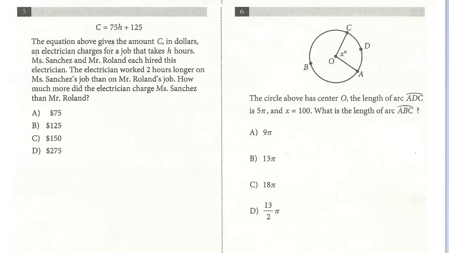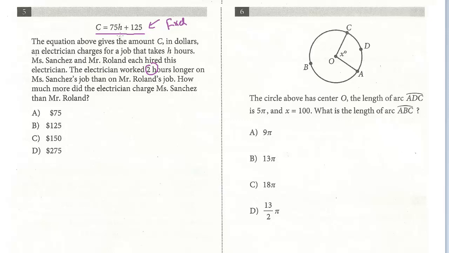Rowland? So this is just a linear equation here, and when it's set to a real situation, the y-intercept is always going to be the fixed amount. It's the flat rate. In this case, it's probably what the electrician charges as a service charge before he even starts working. The variable rate is his hourly rate, which is $75 an hour. And the only difference is the 2 hours longer that he worked on Miss Sanchez's job.